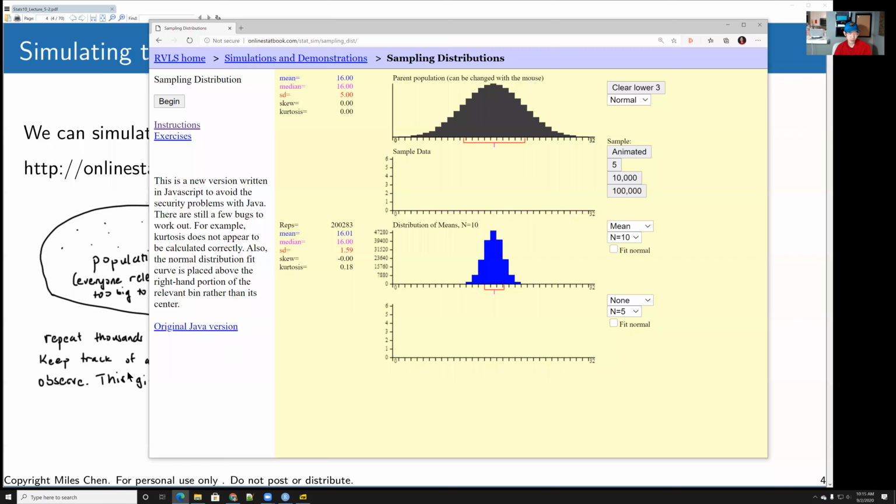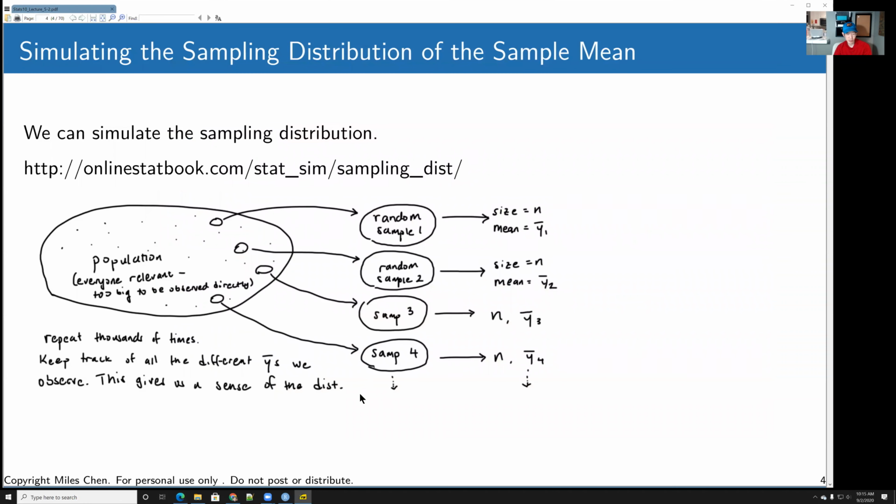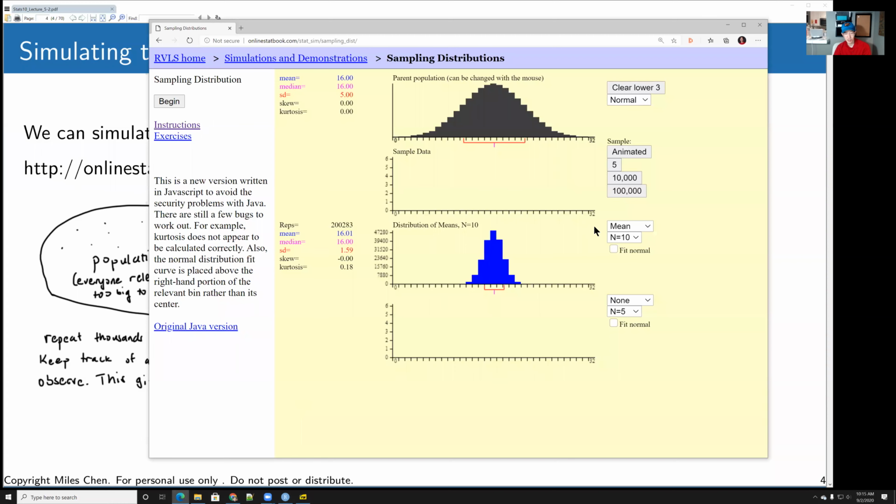Again, this time I'm taking samples of size 10, and I've repeated this process 200,000 times. And what we get is that the mean of this thing is 16.01, so right around the mean of 16.0. And the standard deviation is even smaller. The parent population has a standard deviation of 5. And when we did samples of size 5, I think we got a standard deviation around 2.24. And now our sampling distribution has a standard deviation of around 1.6, 1.59.